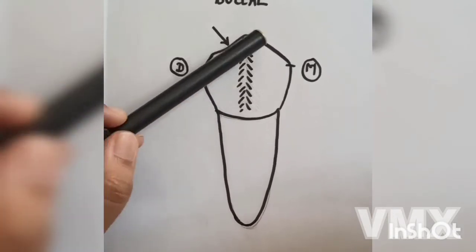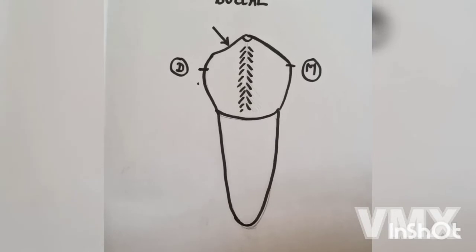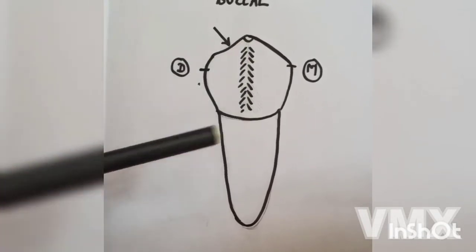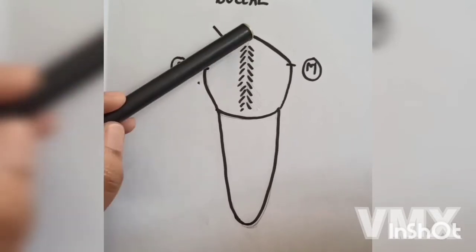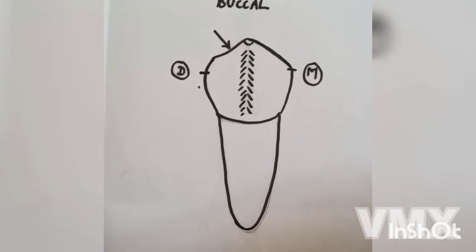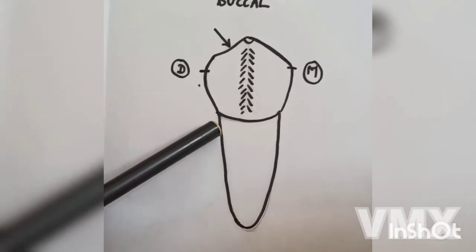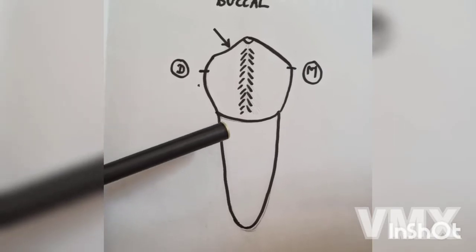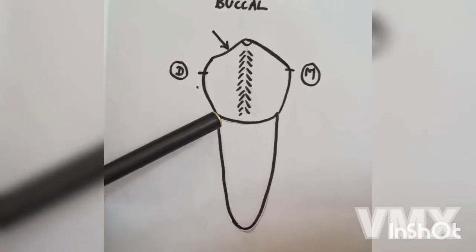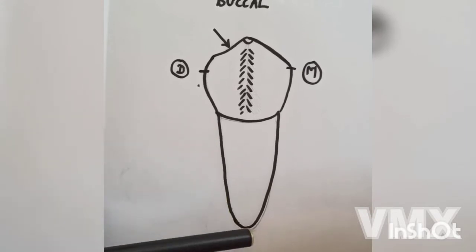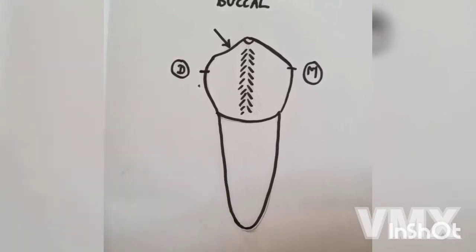Now coming to the buccal surface as such, it is smooth and convex and it has a prominent buccal ridge on the buccal surface which runs from the buccal cusp tip to the cervical line. Now the cervical line is slightly convex towards the root. Coming to the root morphology, it has a single root which tapers less and ends in a blunt apex.